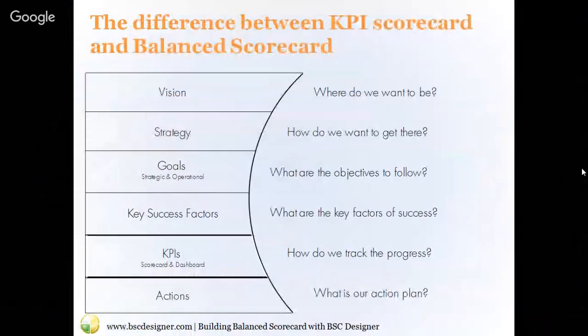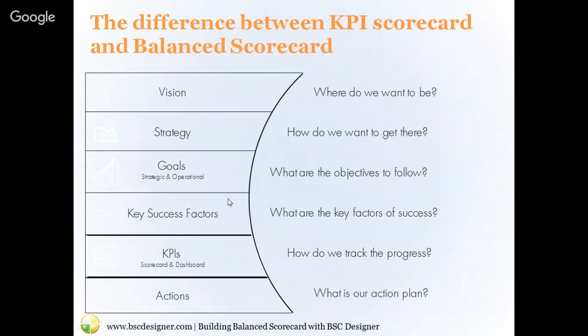Now, let's get back to the next question. Well, I have already explained this a little bit. What is the difference between a KPI scorecard and a balanced scorecard? And I like this diagram to show the difference. What we have on the top is our vision, where the company wants to go, where the company wants to be. Vision, mission, those things. Then, how are you going to get to this vision? That's a question of strategy. And what specific objectives, strategic and operational, should we follow in order to execute this strategy? These are the goals.